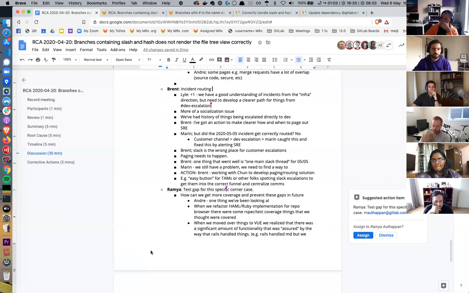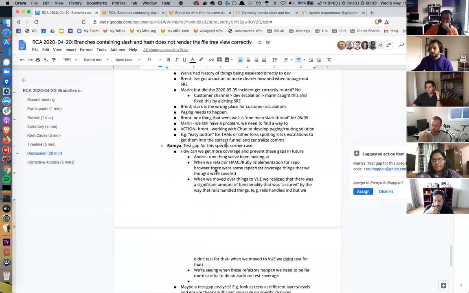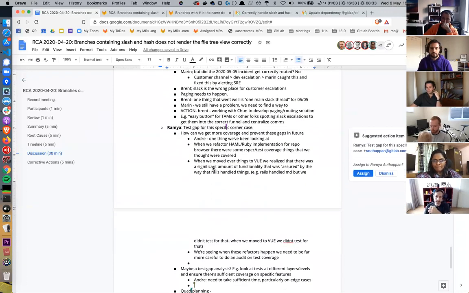And this is work also for UX that we can involve in that, with frameworks like jobs to be done. It's very useful to do that. But that's kind of where I fall. I don't have anything else to add to that point. Anything else? Anybody has any other points here? How can we prevent and get more coverage here?